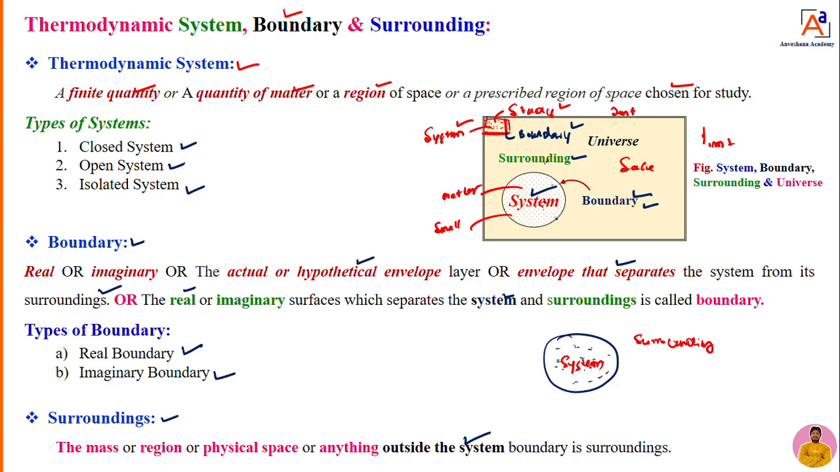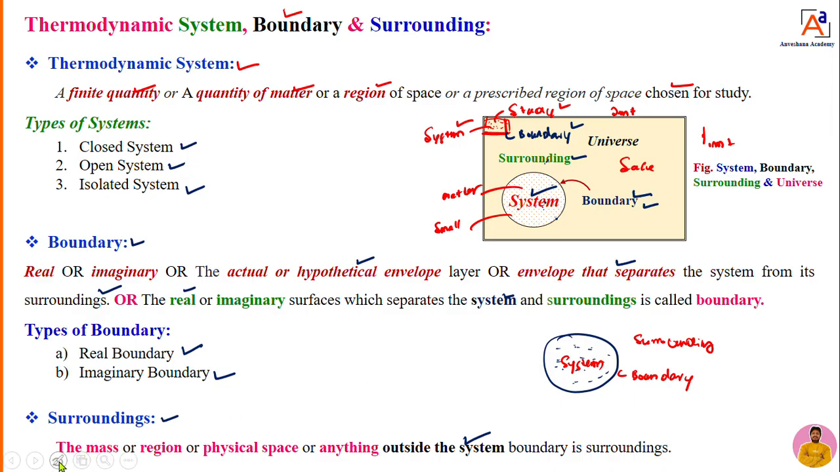And the system is separated from the surrounding by a layer. That layer you can call a boundary or system boundary.